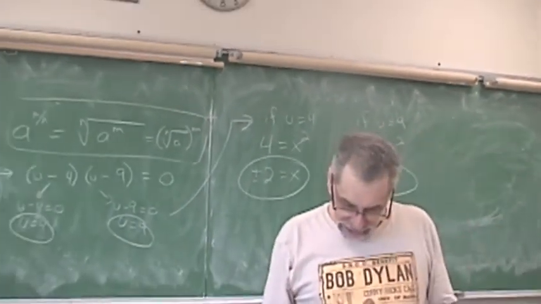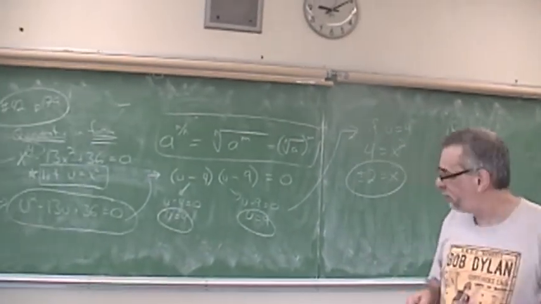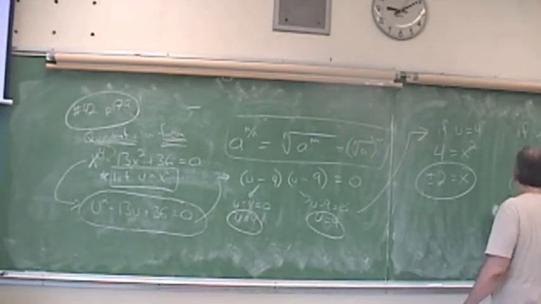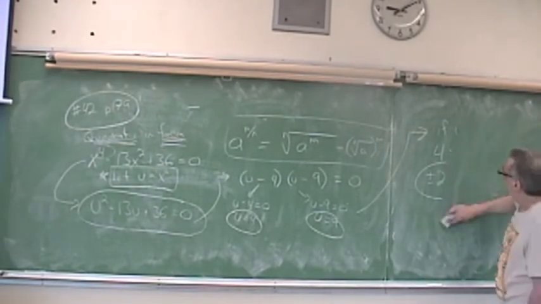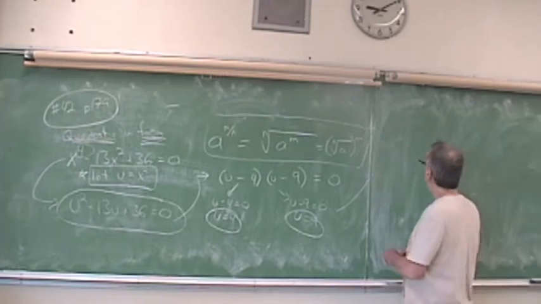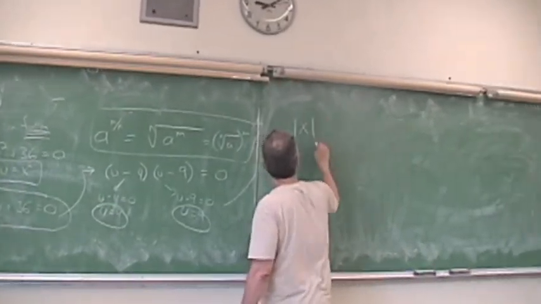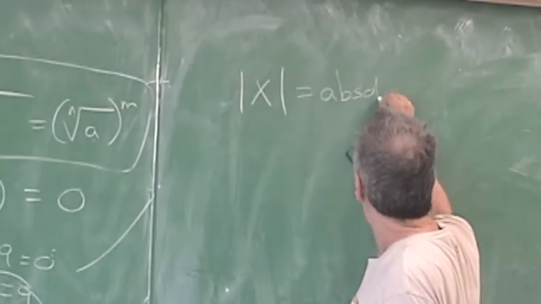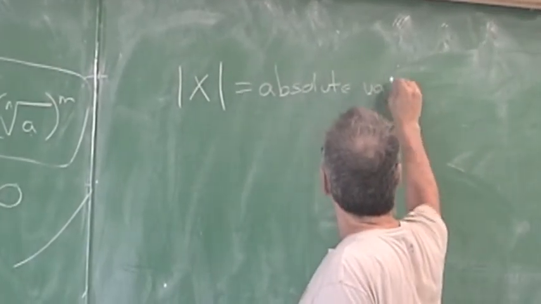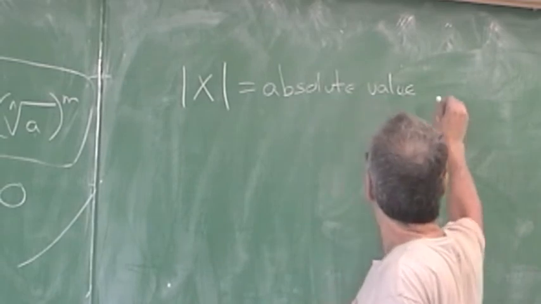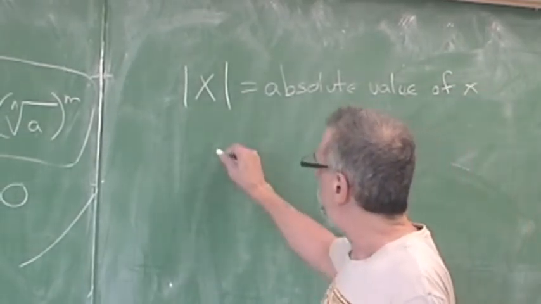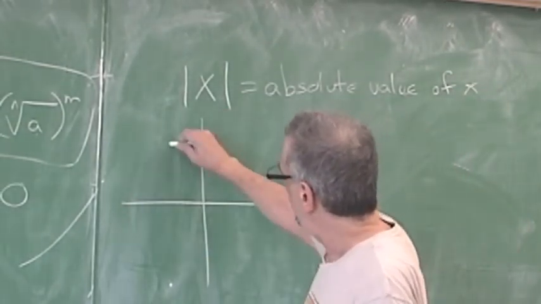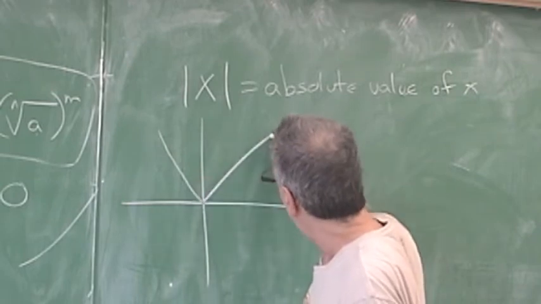All right, one more thing in this section is absolute values. An absolute value of x, you're going to see this is the symbol for absolute value of x. And absolute value is, if you were to graph it, it looks like this.